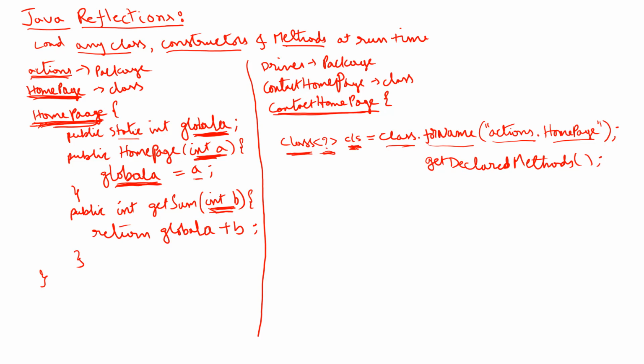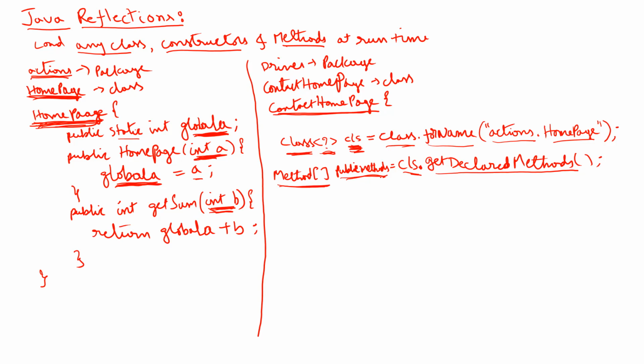To use this method, we have already created an object of the type class, CLS. So CLS.getDeclaredMethods returns an array of methods, so we capture it in an array of Method, and I'll name this array publicMethods. This way we can get all the public methods in this class. Now we can loop over this array and print each and every method in this particular class homepage.